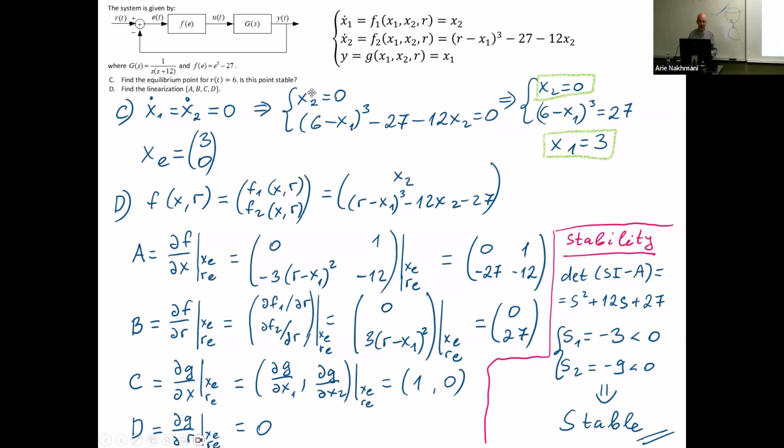First one I solved. I substitute x2 equals 0 here, so this thing cancels, okay? And now I have 6 minus x1 cubed minus 27 equals 0. Okay, this is the equation that I need to solve. And for that case, x1 equals 3, which means that your equilibrium point is 0, 3. The second one will be 0, the first one will be 3. This is your equilibrium point for x. And our r equilibrium will be as given, 6. Right? Okay, so far?